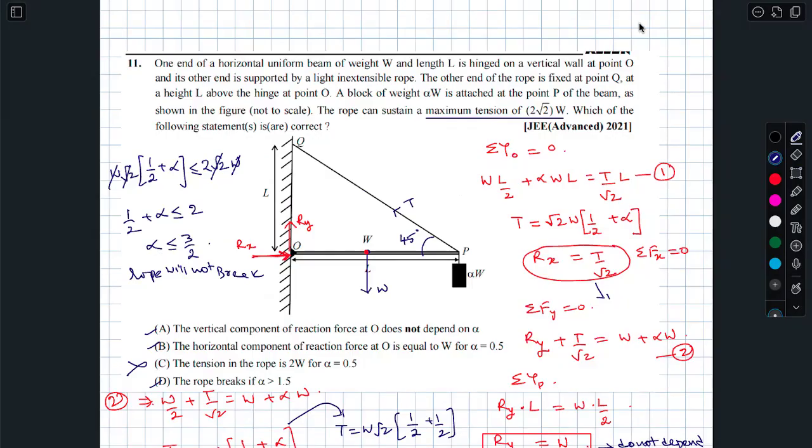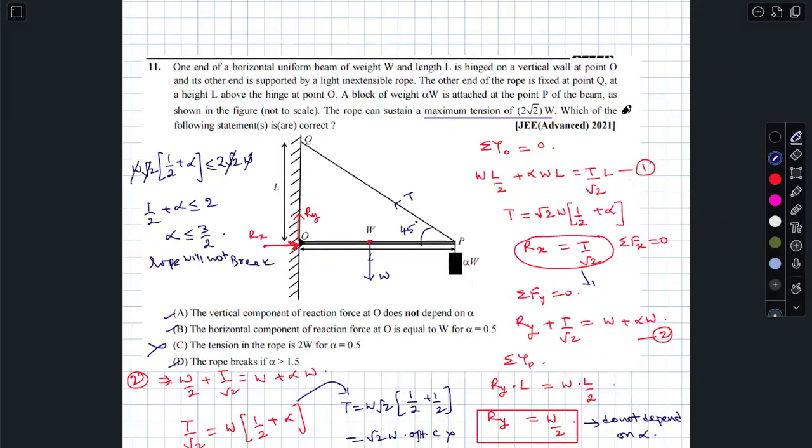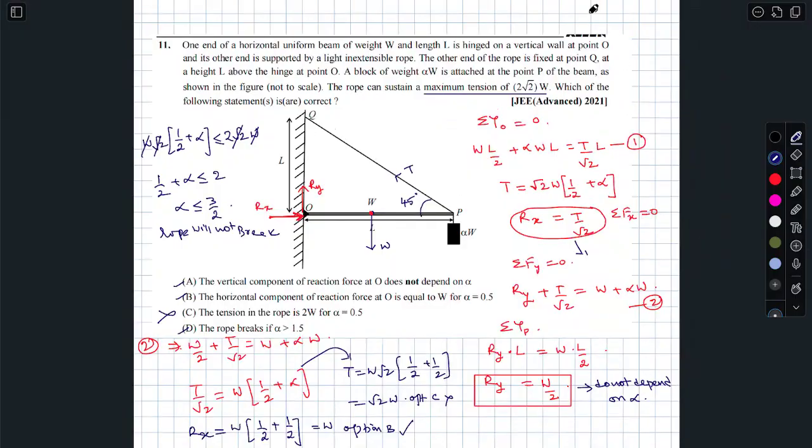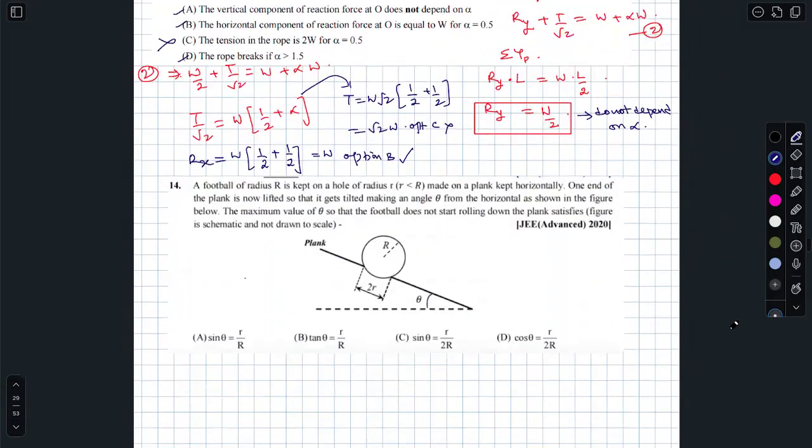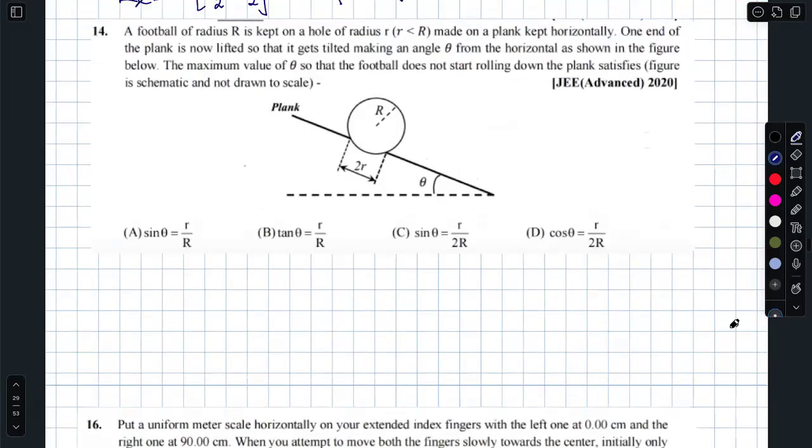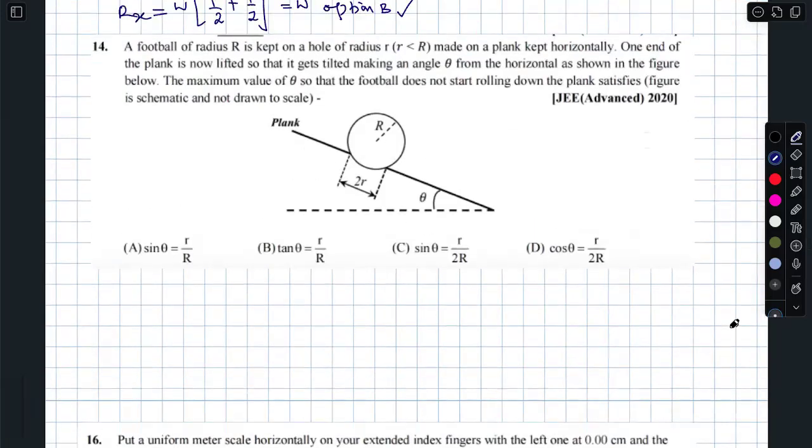Any doubts in this, you can ask. Boys and girls, do you have any doubt in this? Full question is clear. Right. Next, I think you know how to answer this question. Proceed.